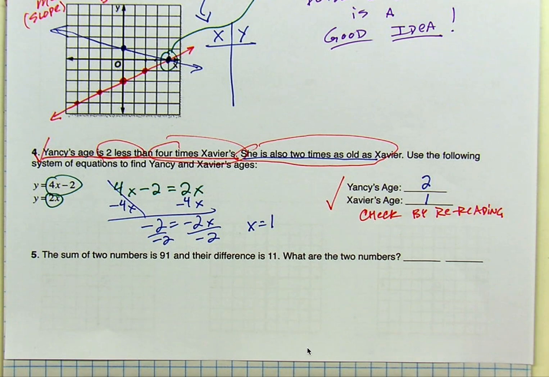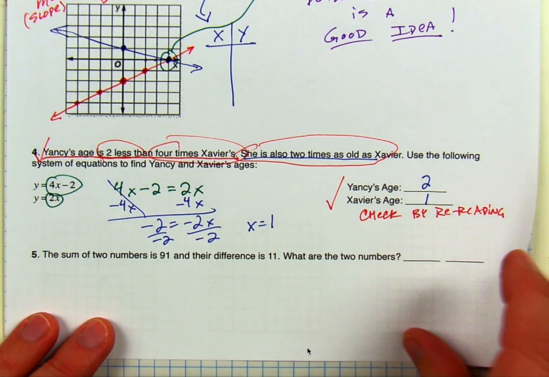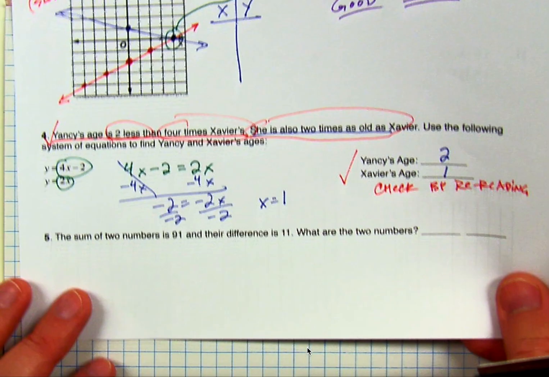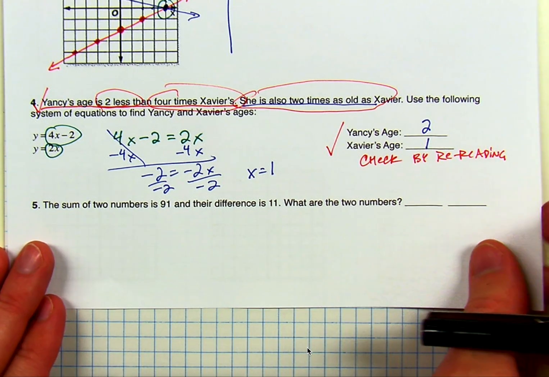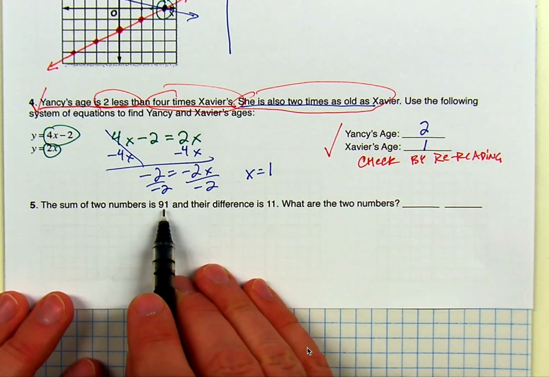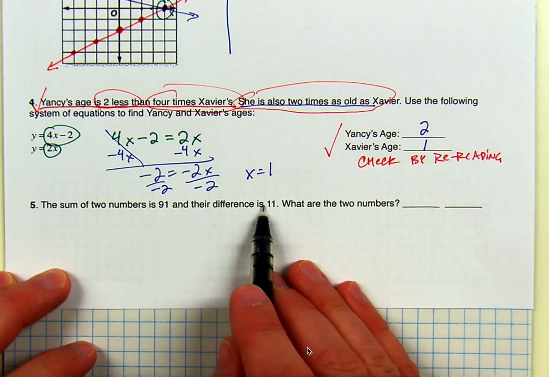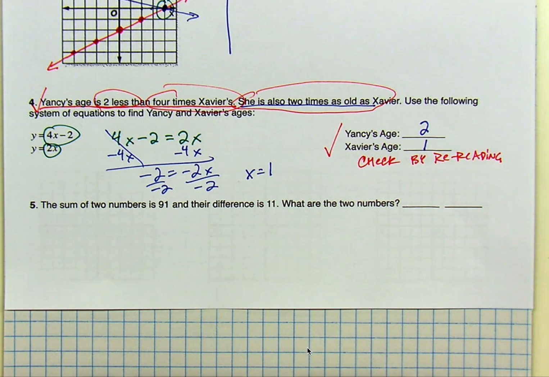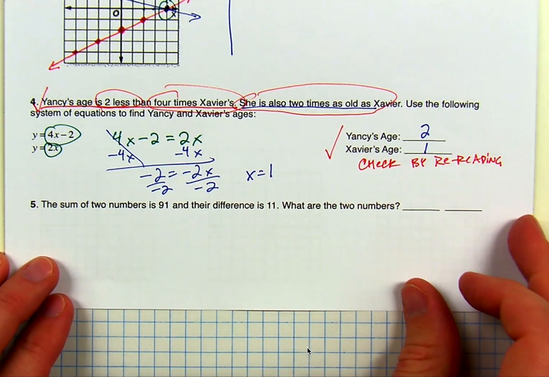All right, very good. Number 5 is a word problem. It doesn't give you the systems of equations. You have to figure out the systems of equations yourself. Or, if you want, you can just find numbers that add up to 91 and then see if their difference is 11, and guess and check until you find some that work. It's a test, and so you want to get this problem right. And if you have to do it that way to get it right, be a good problem solver, persevere.